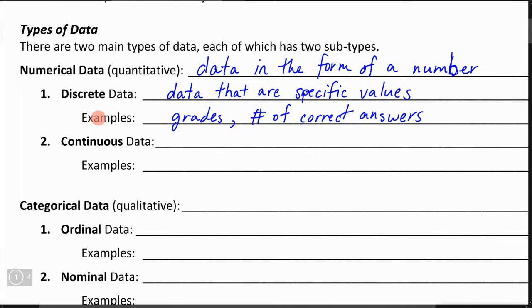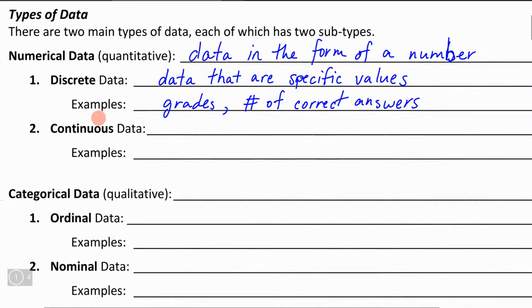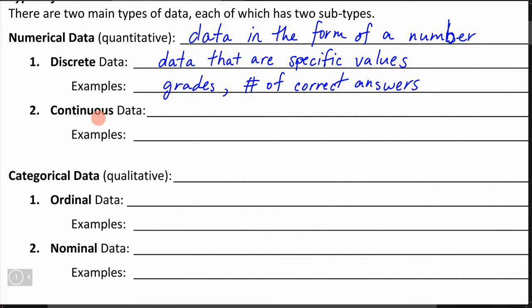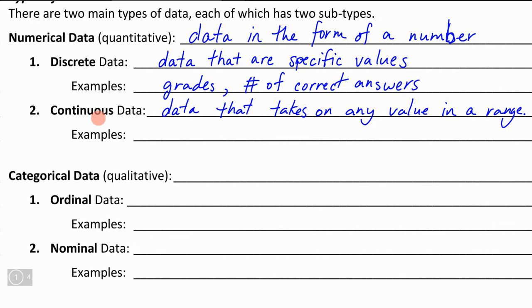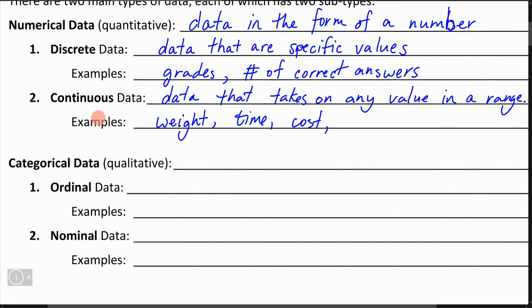And then we also now have continuous data. Think of data in a range. Think of, for those of you who took functions before, continuous functions and discrete functions. So discrete functions where we can discretely count numerical values. Continuous data takes on any value in a range. So I'm going to write here as my definition, data that takes on any value in a range. So what are some examples of continuous data? Weight, time, cost. These are some examples of what continuous data could look like.